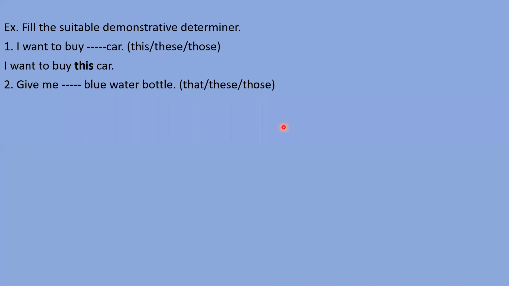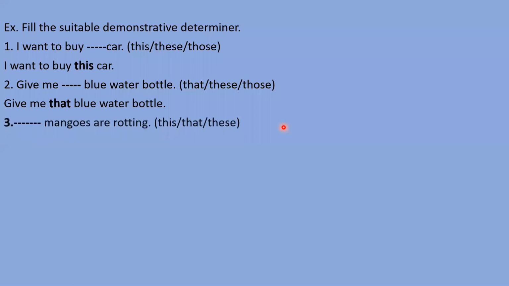Good, Kanishka, you have given the right answer. Give me that blue water bottle. Next, mangoes are rotting. So what can come here? Options are this, that, or these. Mannat, please tell me.